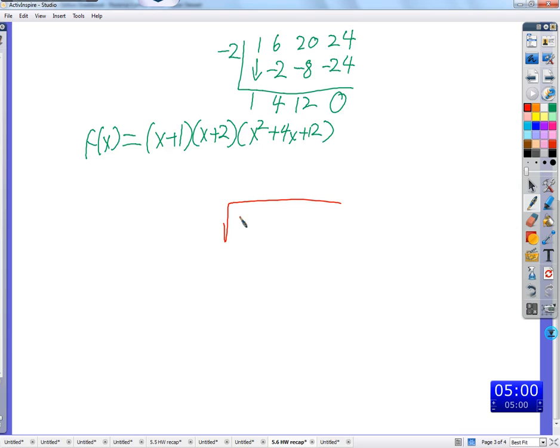Square root of b squared, 4 squared, minus 4 times 1 times 12. I guess I don't really confuse anybody with that. Let's see what this comes out to be. This will be 16 minus 4 times 12, which is 48. Negative? Yeah, which is imaginary. Square roots of negative numbers are imaginary.